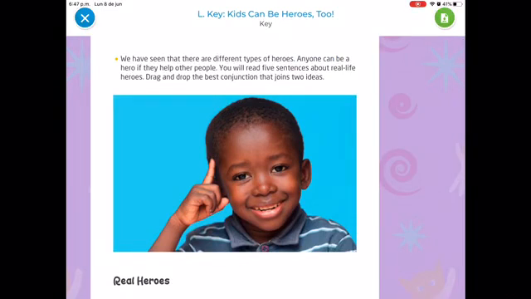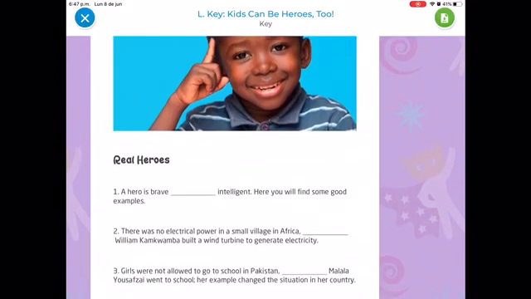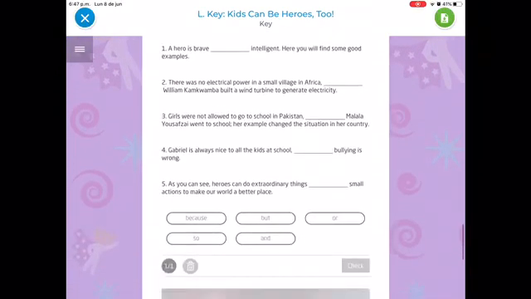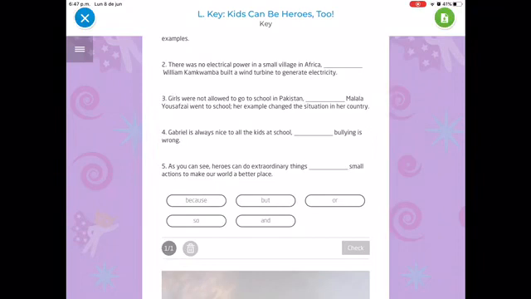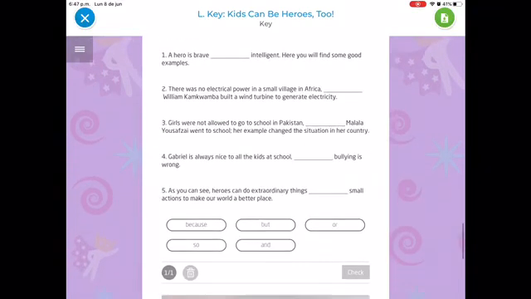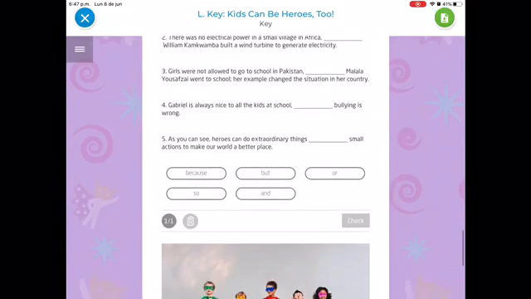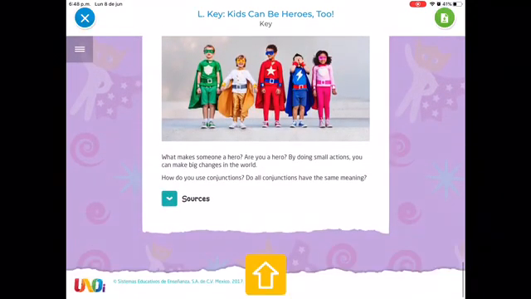We have seen that there are different types of heroes. Anyone can be a hero if they help other people. You will hear 5 sentences about real-life heroes. Drag and drop the best conjunction that joins two ideas. Real heroes. And I want you to try this one yourself. This is because, but, or, so, and. And after you guys try it, you can check it out, okay, and see if it's correct.